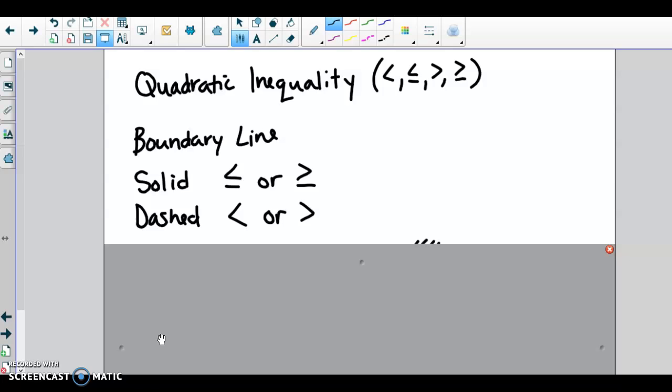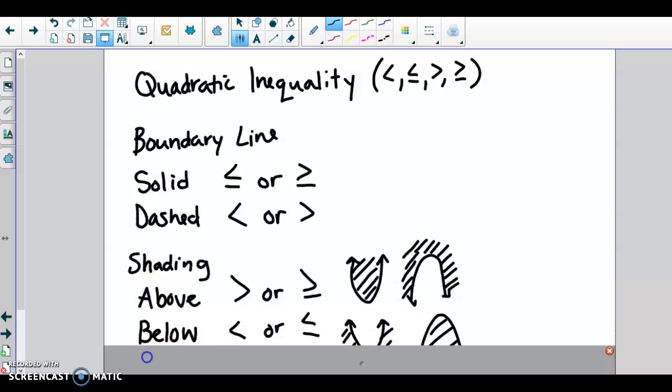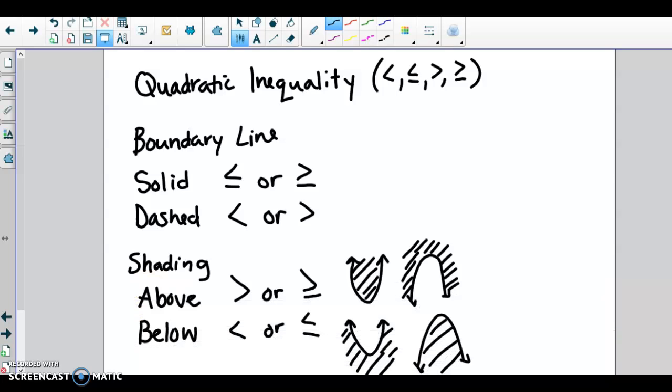The other thing we're concerned about is shading. So remember, when we did these before with linear inequalities, we either shaded above or below. Same thing here, but it's just a U-shaped graph. So we're going to shade above the parabola. That could be inside or outside. If you look at my pictures here, above, if it opens up, ends up being inside. Above, if it's upside down, ends up being outside.